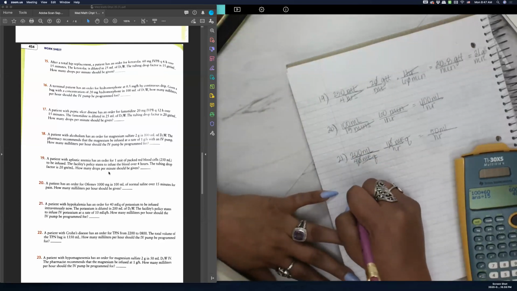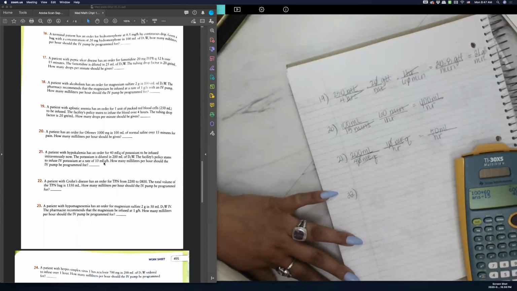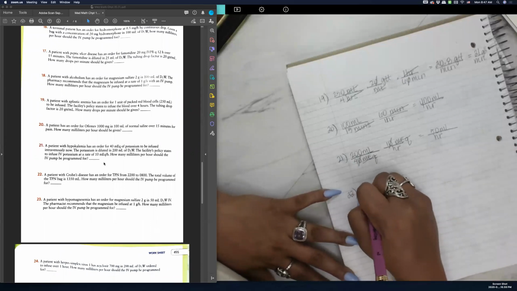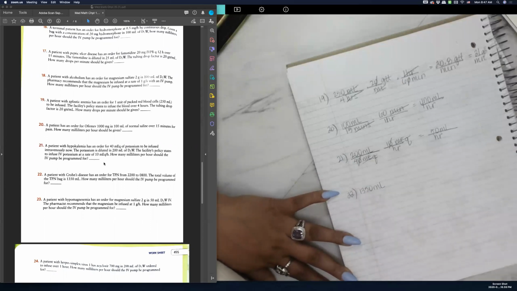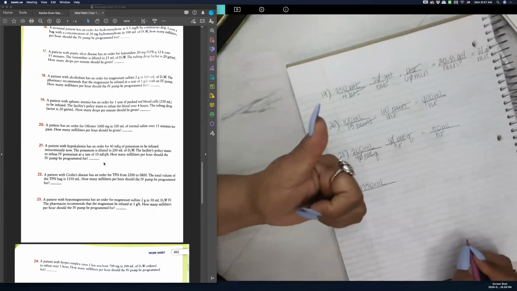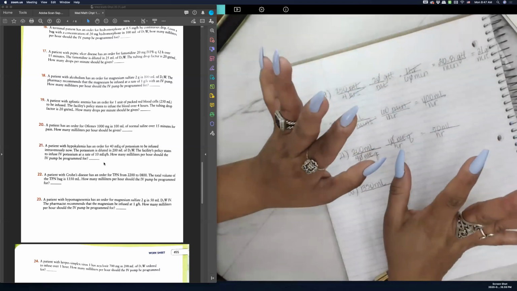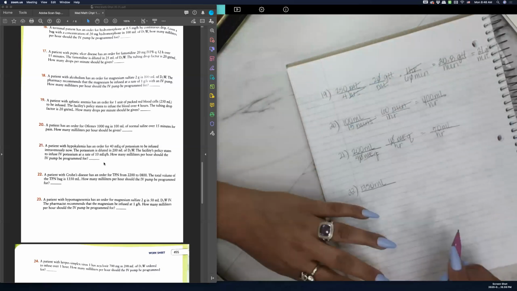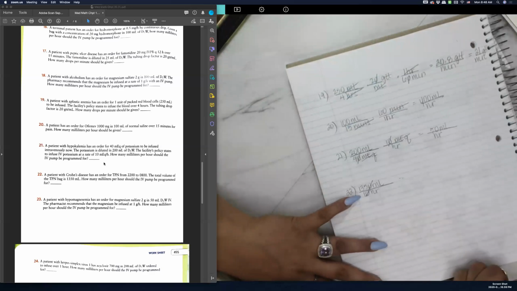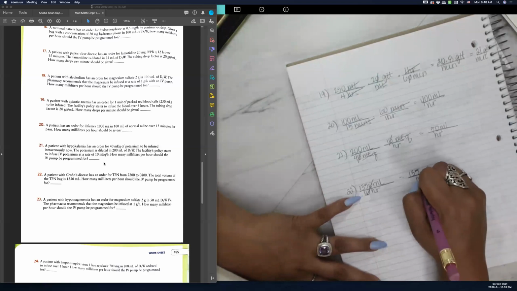Okay, 22. A patient with Crohn's disease has an order for TPN from 2,200 hours to 0800 hours. The total volume of the TPN bag is 1,350 milliliters. So our volume is 1,350 milliliters. How many milliliters per hour should the IV pump be programmed for? Okay, so we have to figure out how many hours that is. So 22, 23, 24, 1, 2, 3, 4, 5, 6, 7, 8. So there's a total of 10 hours that transpire in that time frame. So it's 1,350 milliliters divided by 10 hours. We can cancel a trailing 0, and that leaves us with 135 milliliters per hour.